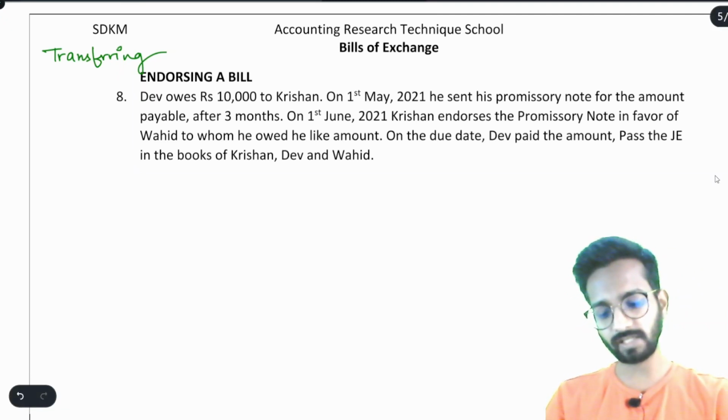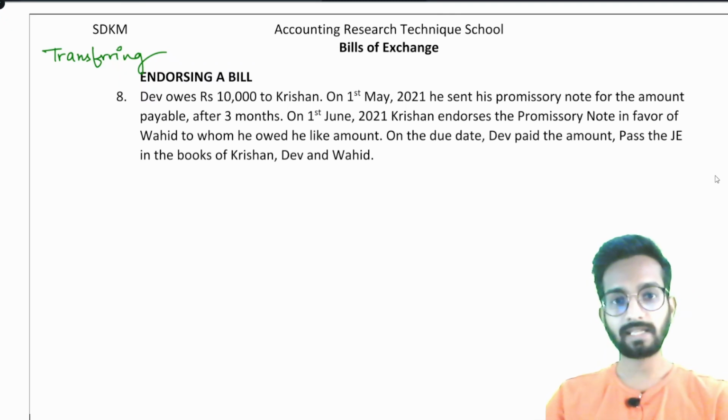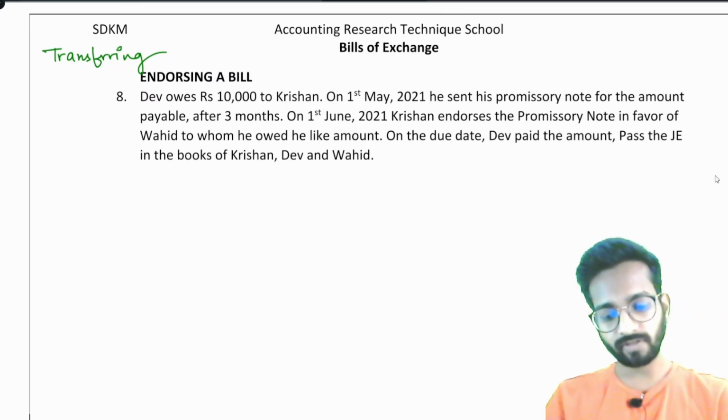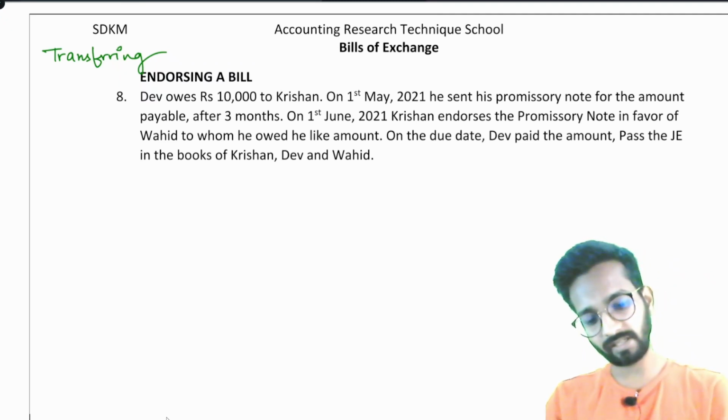See what has happened. Dev owes rupees 10,000 to Krishan. What does it mean? Dev is supposed to pay 10,000 rupees to Krishan. Okay. On 1st May 2021, he sent his promissory note for the amount payable after 3 months. It means, I am just writing here so it will not be confusing.